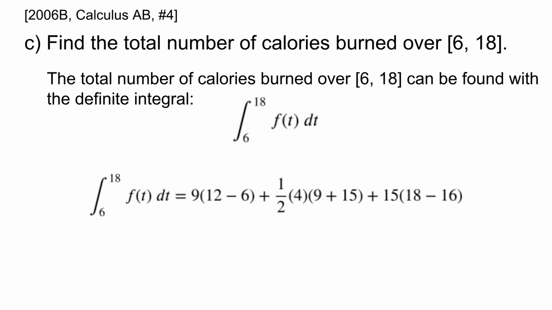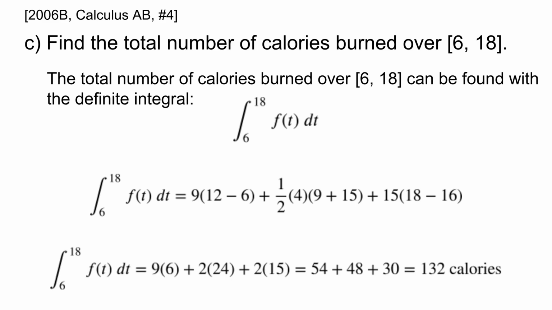The integral from 6 to 18 of f of t dt is equal to 9 times (12 minus 6), plus 1/2 of 4 times (9 plus 15), plus 15 times (18 minus 16). So the integral from 6 to 18 of f of t dt is 9 times 6, plus 2 times 24, plus 2 times 15, which is 54, plus 48, plus 30, which is 132 calories.